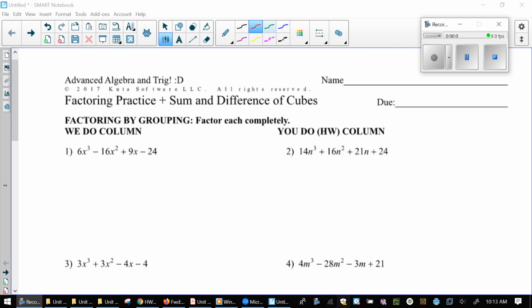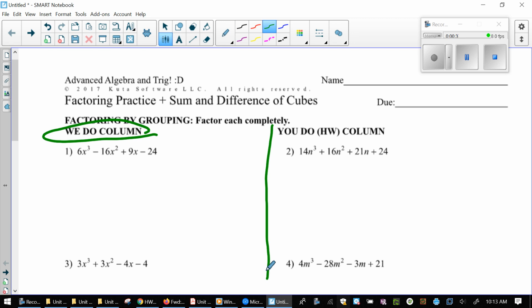We are going to begin with some review of factoring quadratics and factoring cubics. So notice the first part you see on our screen. On the left side, we do. On the right side, you do. We're going to stick with that left side, and the right side is going to be your homework. On your notes packets and in your homework packet, these are the exact same pages.